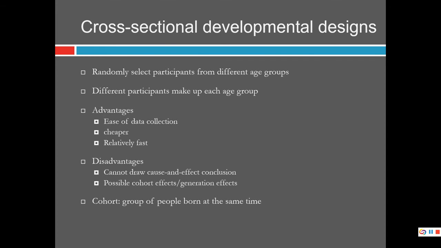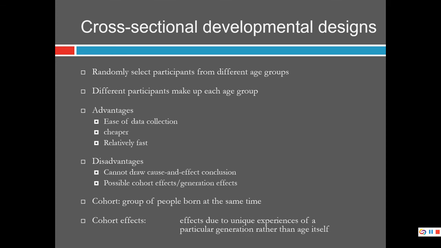And what I mean by cohort, just in case you're not aware, a cohort is just a group of people born at the same time. So everybody born in the 40s is a different cohort from people born in the 50s and so on. I mean, the cutoffs are arbitrary, but you see what I mean.